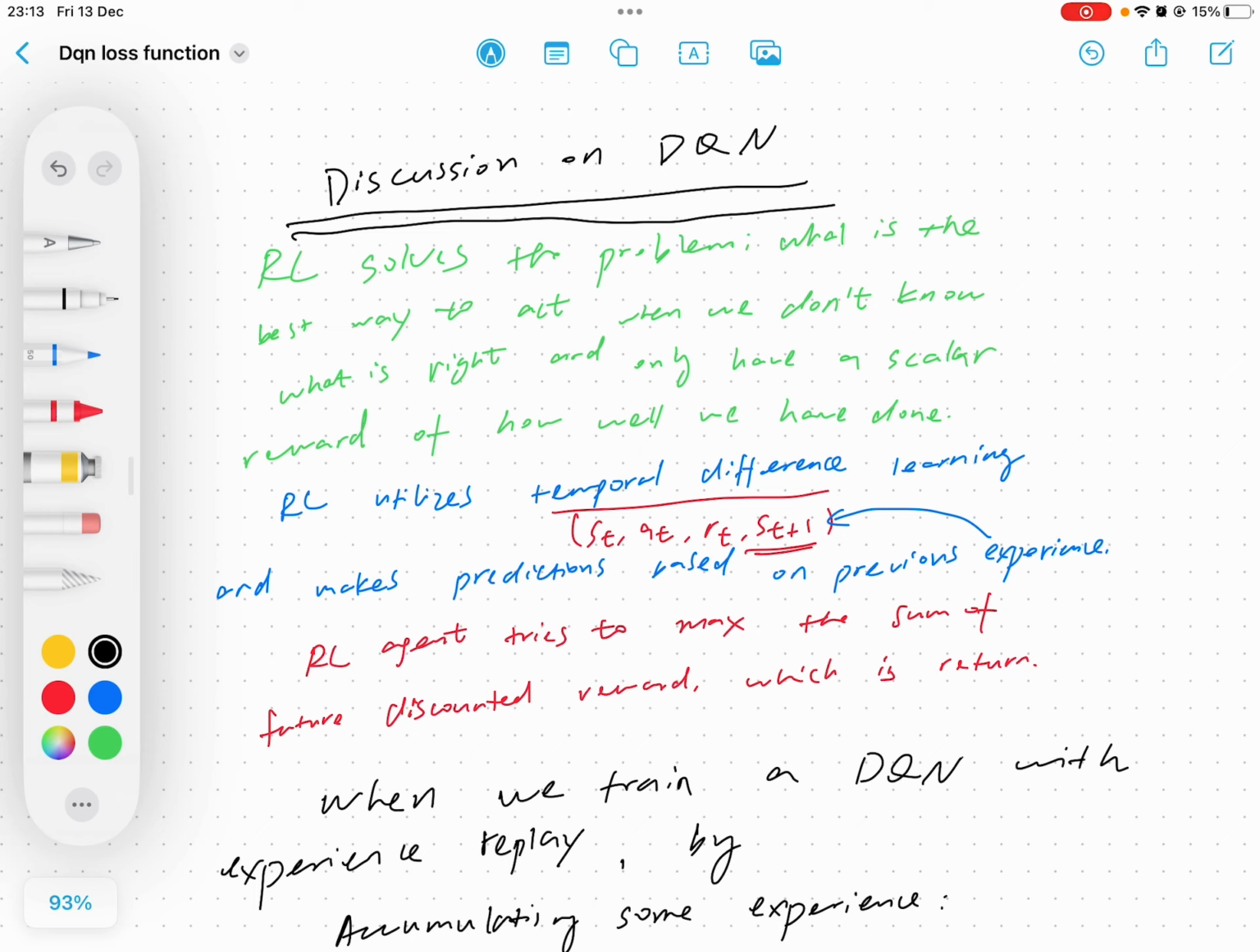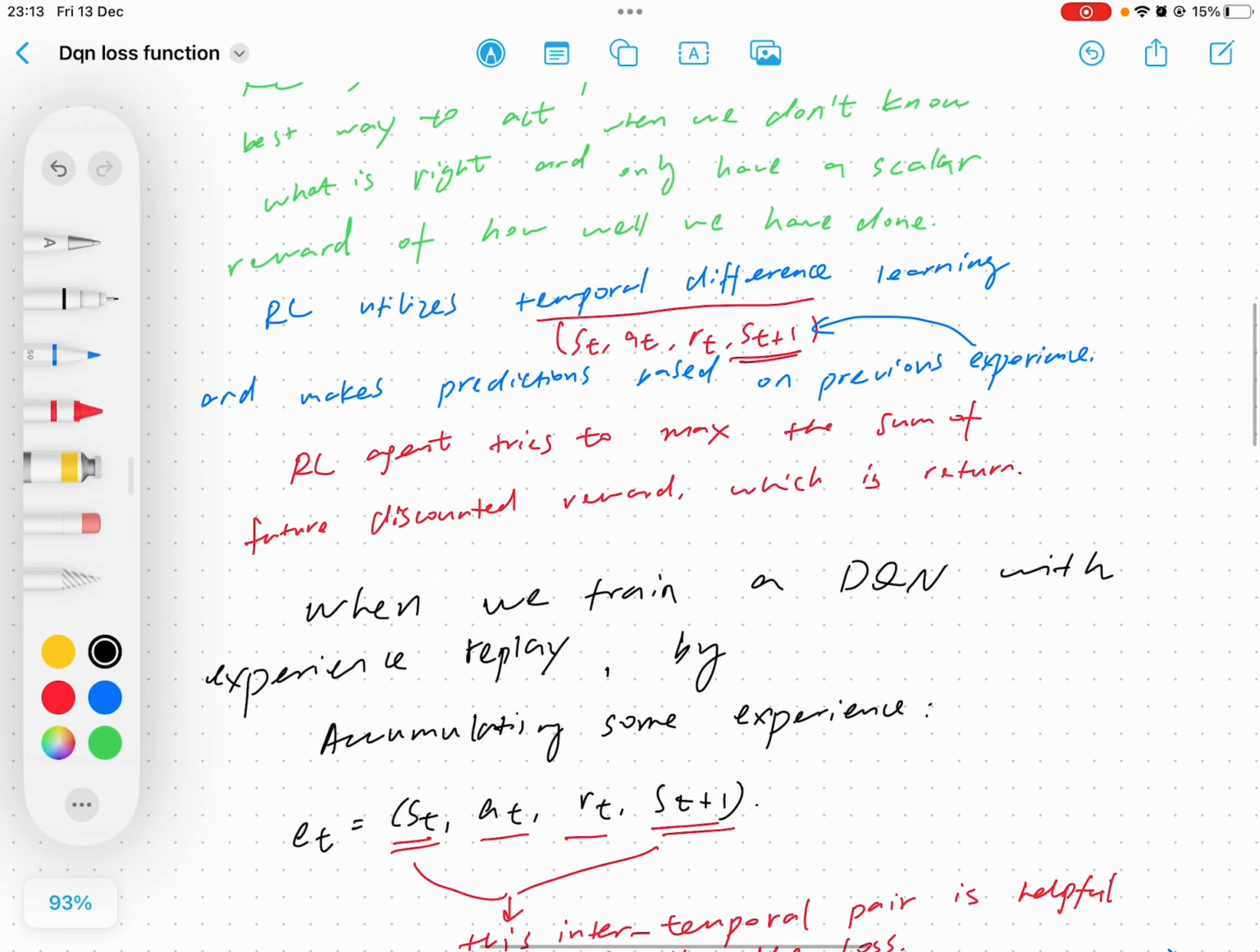So essentially the algorithms try to make predictions as best as they can based on the previous experience, right? And here in the red, we say that reinforcement learning agents simply try to maximize the sum of the future discounted rewards using the discount factor gamma, as we mentioned before. And this discounted future reward is simply called return.